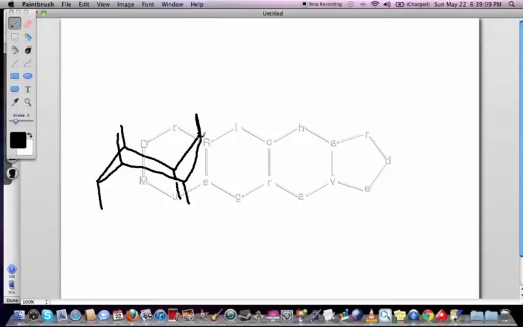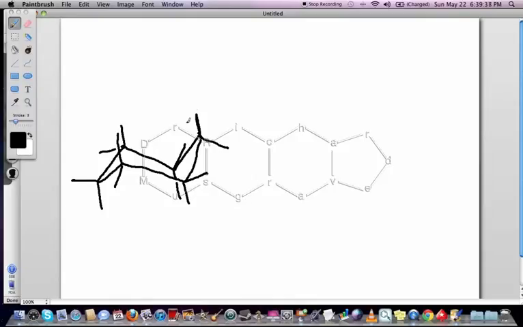Now we'll put in our equatorials. The equatorials will always point out from the ring, but in the opposite direction to what the axial is pointing. So if this axial is pointing up, this equatorial will be pointing down. This equatorial is up, this one's down, this one's up, this one's down, and this one is up. So there's all our equatorial groups in there now.